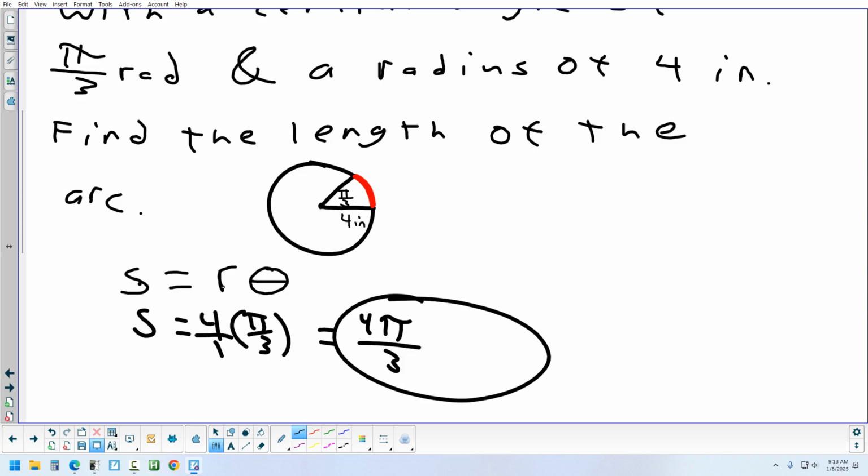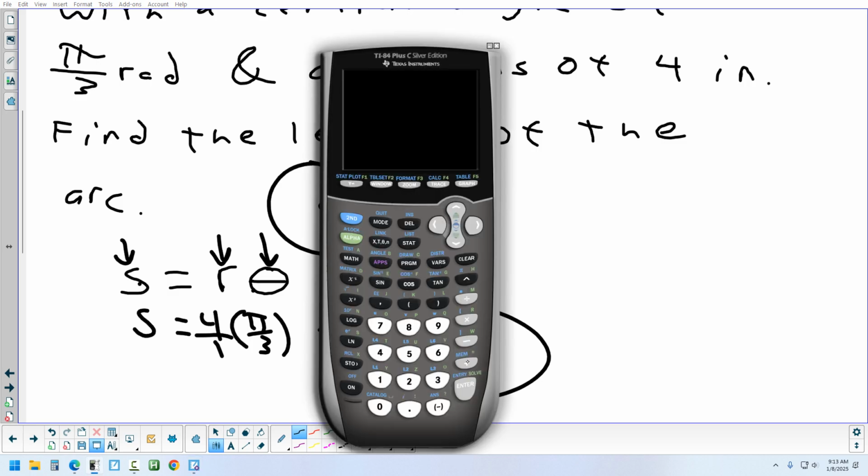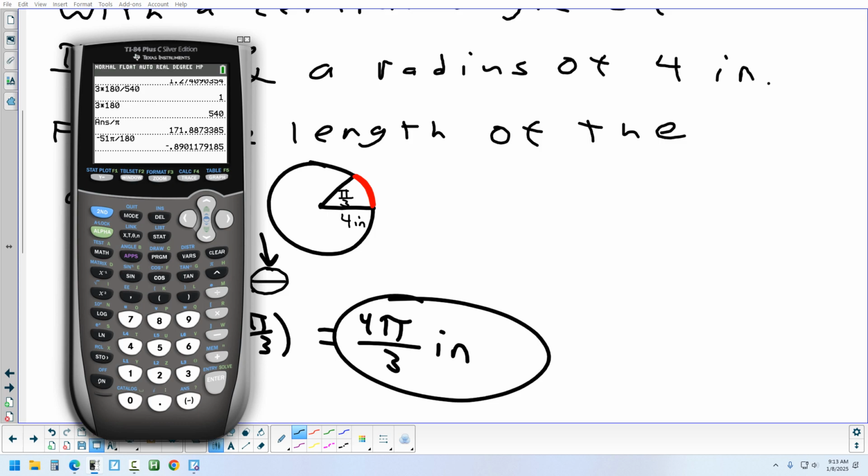S is a length in inches in this problem. R is a length in inches. Theta is an angle in radians. So these two would always have a label of inches, feet, centimeters, whatever that is. This one has a label of radians. You just have to look back at your problem and use the label they use. And that's it. So the length of that arc is 4 pi over 3 inches. If they wanted a decimal, they would put in the directions round to 2 decimal places. 4 pi divided by 3, it's about 4.19 inches.